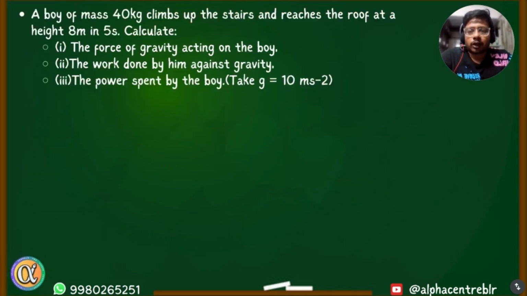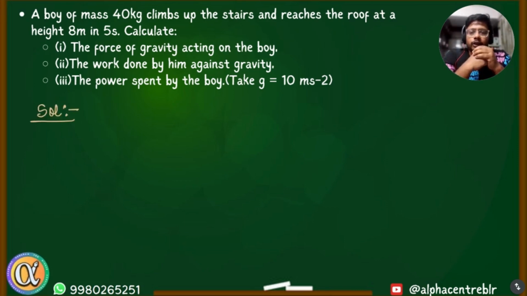A boy of mass 40 kilogram climbs up the stairs and reaches the roof at a height of 8 meter in 5 seconds. Find the force of gravity acting on the boy. Force of gravity is nothing but the weight of the boy. Okay, please don't get confused. Force of gravity means nothing but the weight of the boy.